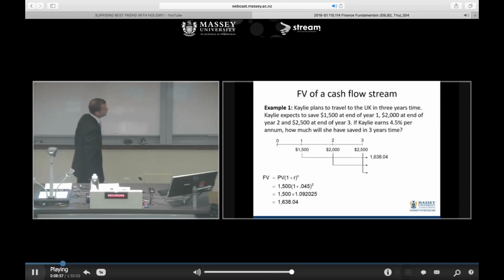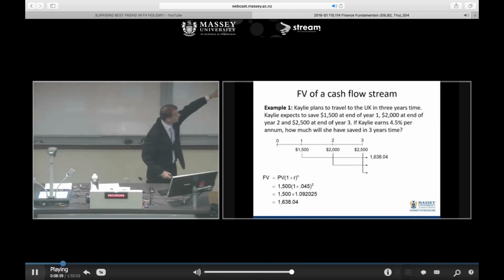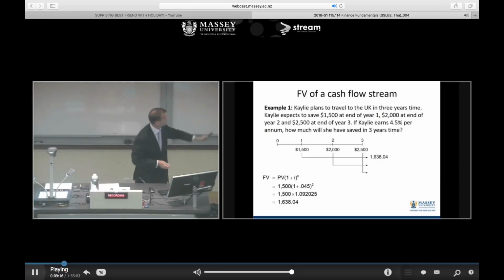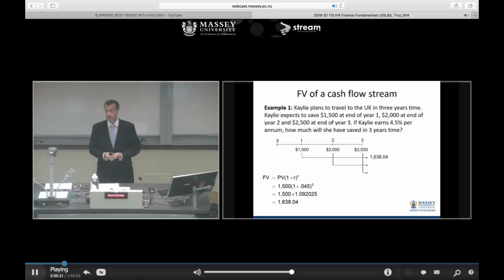All we're doing is taking last week's formula, the future value one, and this should already be worked out on the slides there. R is 0.045, and it's for 2 years because it's going to be in the account for 2 years, as we said. So we end up with a total value of $1,638. So she's going to earn an extra $138 based on that deposit and interest over the next 2 years. So that's the first year's cash flow sorted.